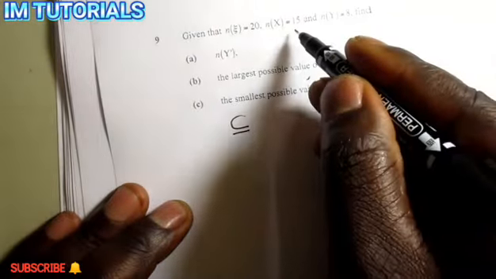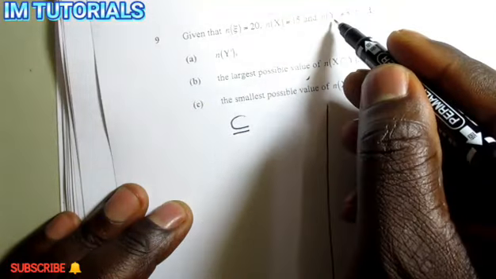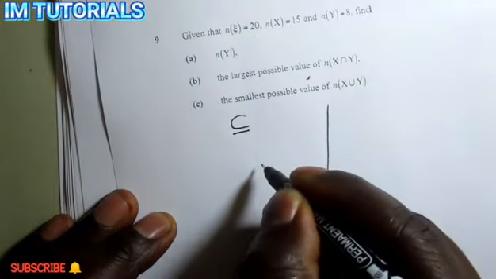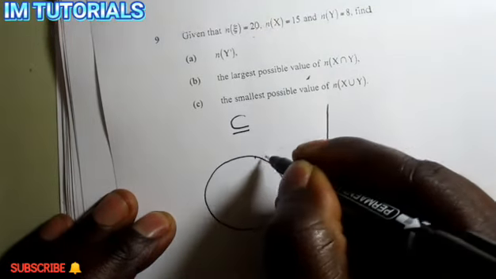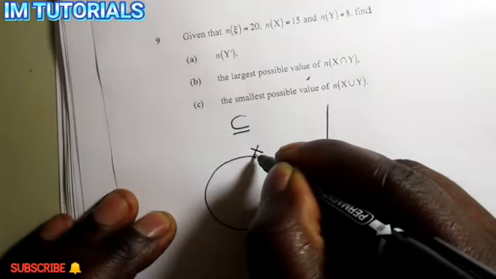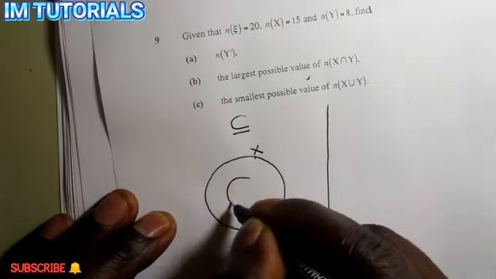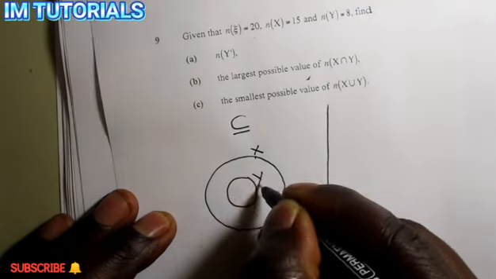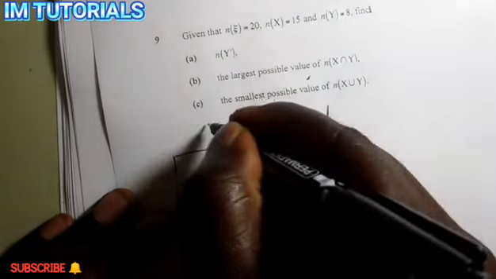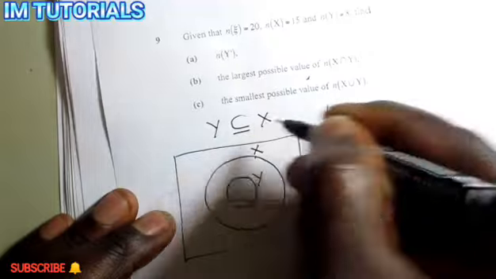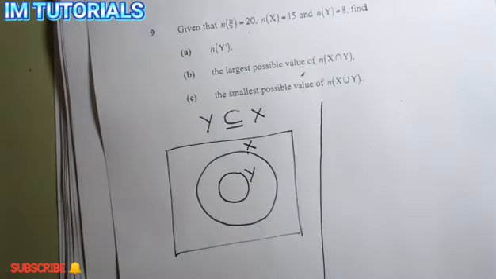You can notice that x is greater than y, right? So when writing the subset situation, x is going to represent the outer set and y is going to represent the inner set. In simple terms, we are saying y is a subset of x. Y is inside x. So this is the first situation.